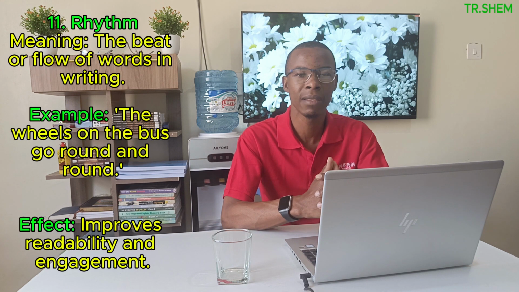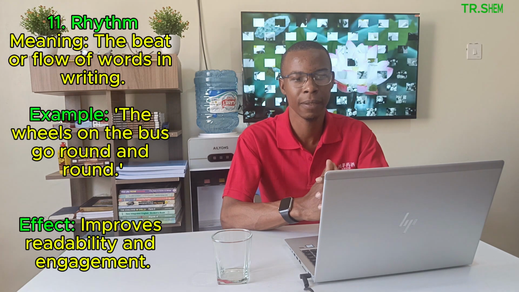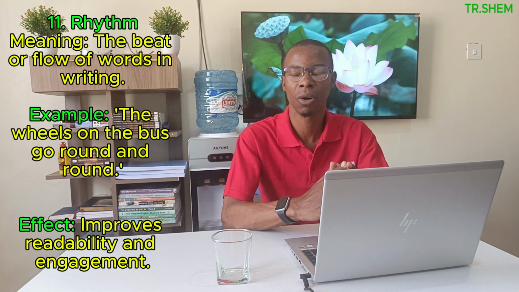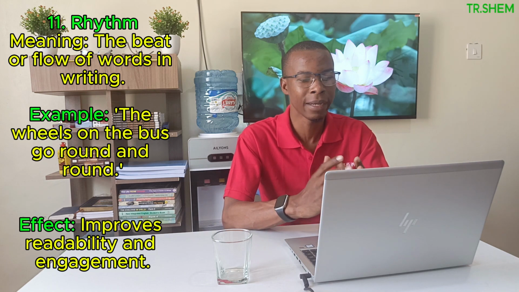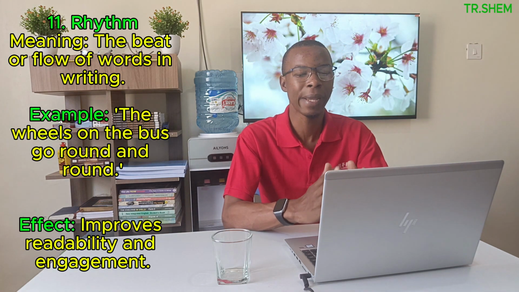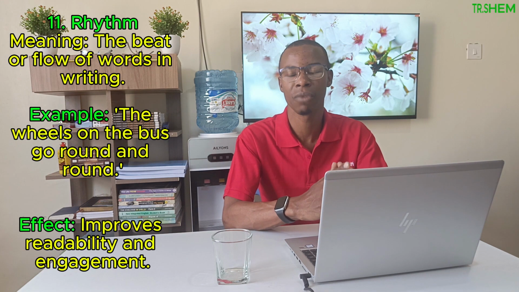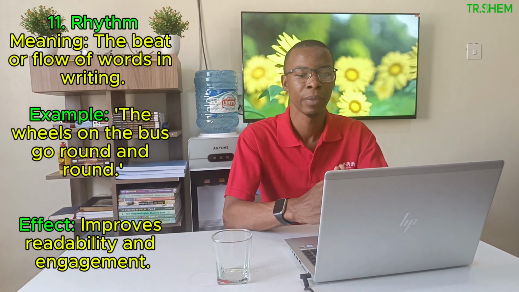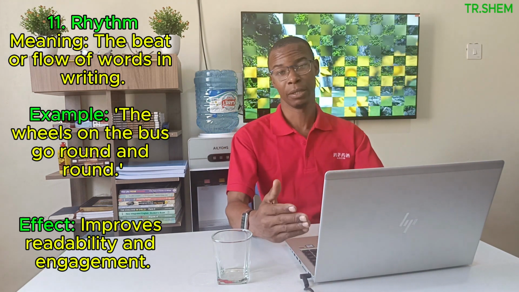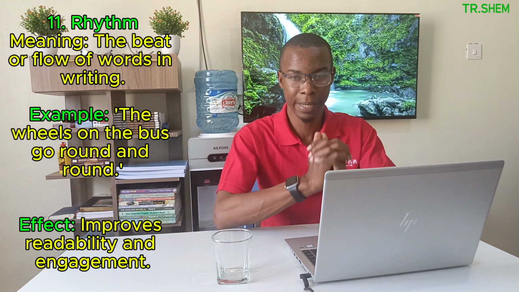Number 11, rhythm. Rhythm is the 11th technique, and this is the beat or the flow of words in writing. An example of rhythm: the wheels on the bus go round and round. And the effect of rhythm is that it improves the readability and engagement.